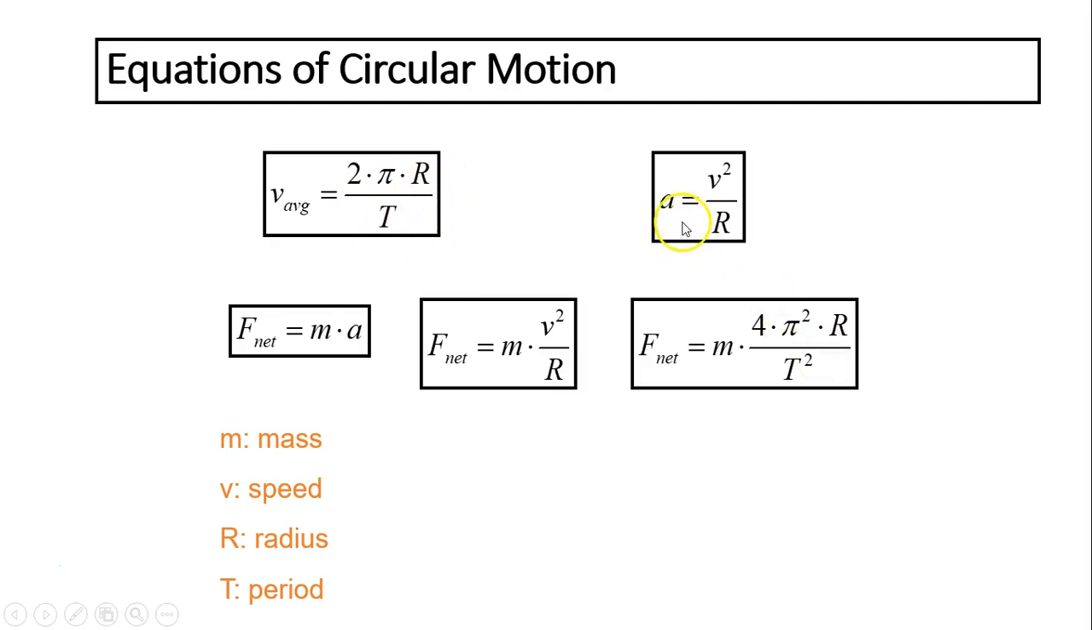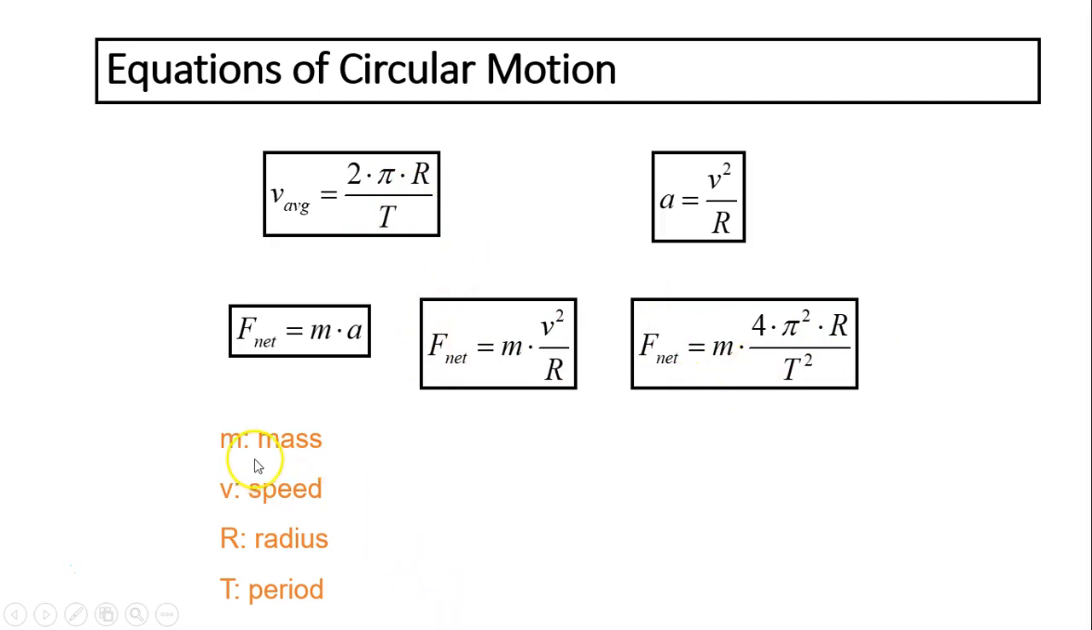Acceleration, that's centripetal acceleration, equals v squared over r, which is in the reference table. F net equals ma is in the reference table, so for centripetal force, the net force equals m v squared over r, because this is centripetal acceleration. When you substitute v equals 2 pi r over t, you can derive another equation.